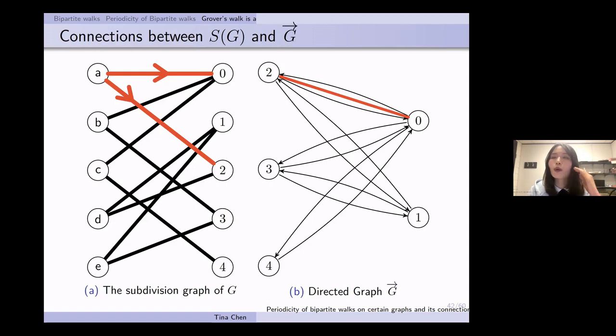And now think about how we construct our subdivision graph. We put a vertex on each edge. So if we put a vertex A on the edge 2, 0, then we get two edges in the subdivision graph, A0 and A2. We can assign the edge A0 to the arc from 2 to 0, and the edge A2 to the arc from 0 to 2. So you can see there's a connection between the edges of a subdivision graph and the arcs of your directed graph.